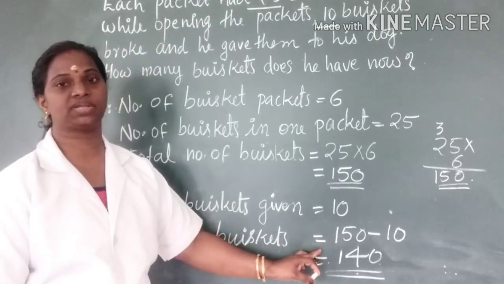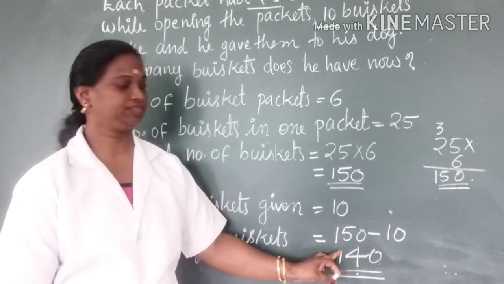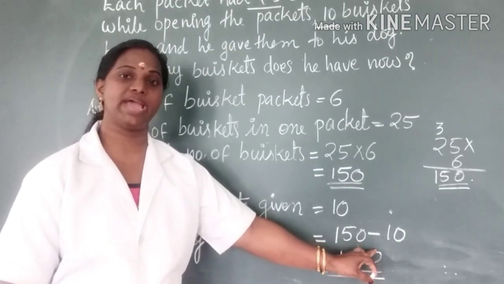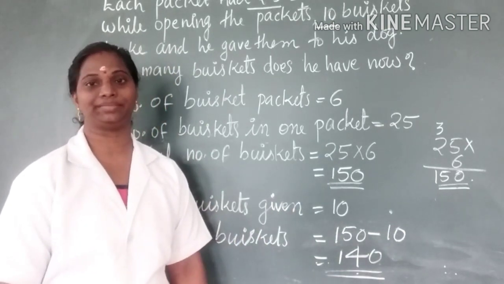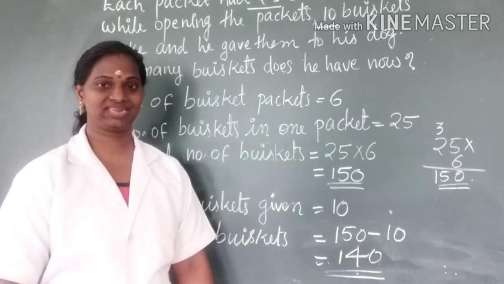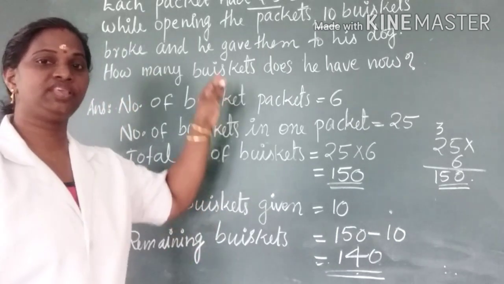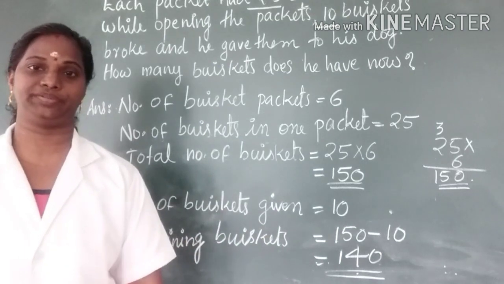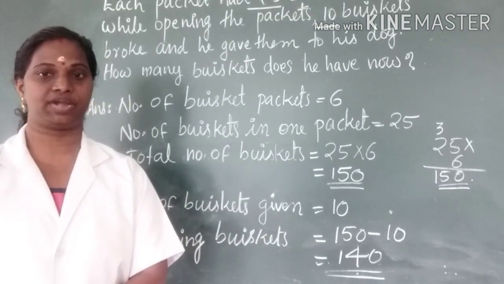So we can subtract this 10 from the total number of biscuits. That is 150 minus 10, which is equal to 140. Is it clear? Okay children, you have to copy this question into your note. Don't forget to copy this question into your note.